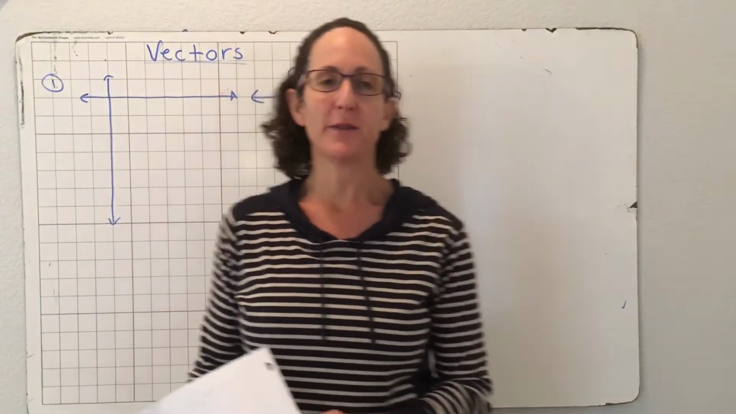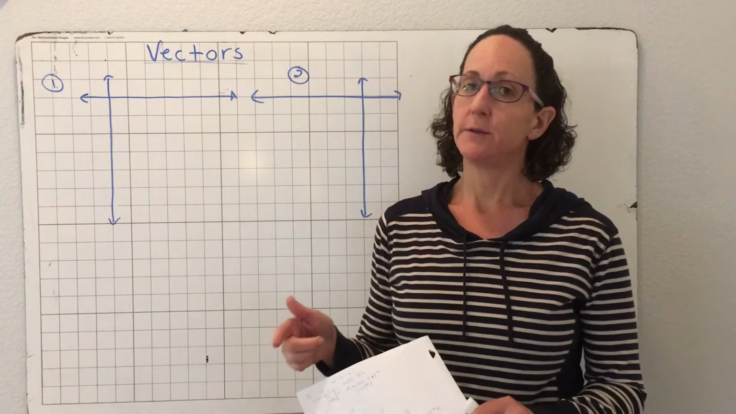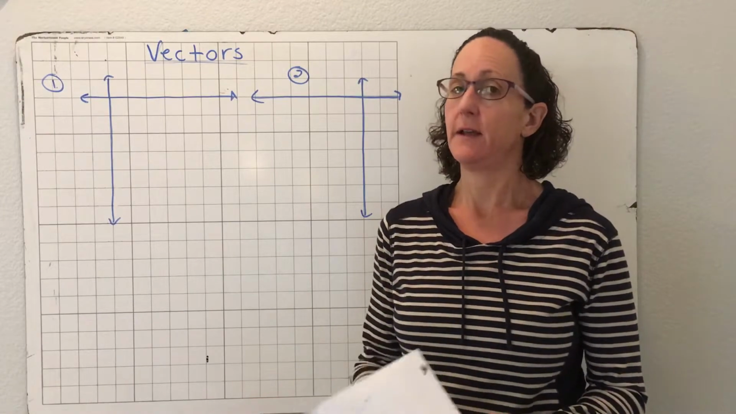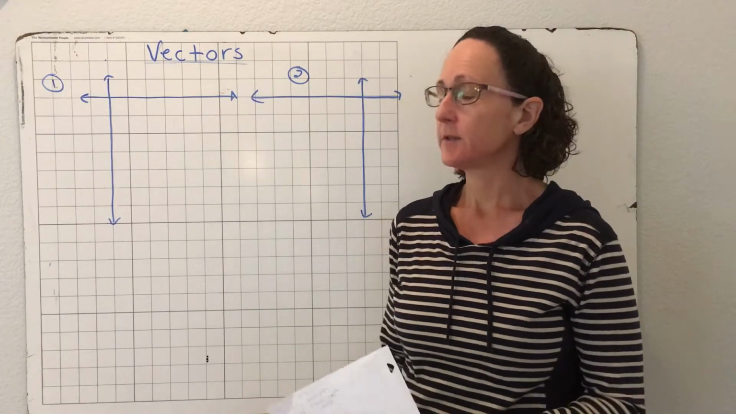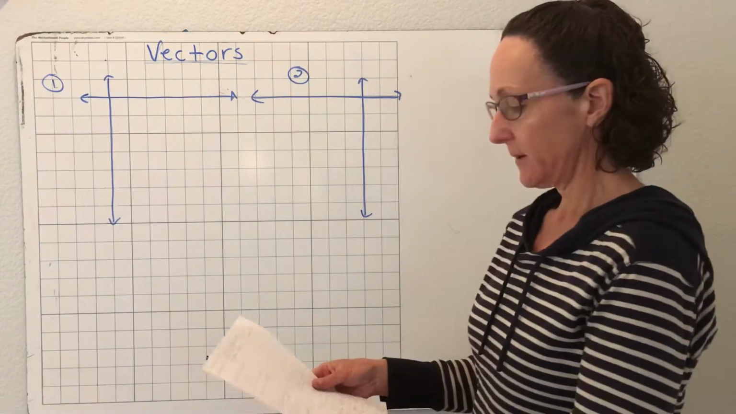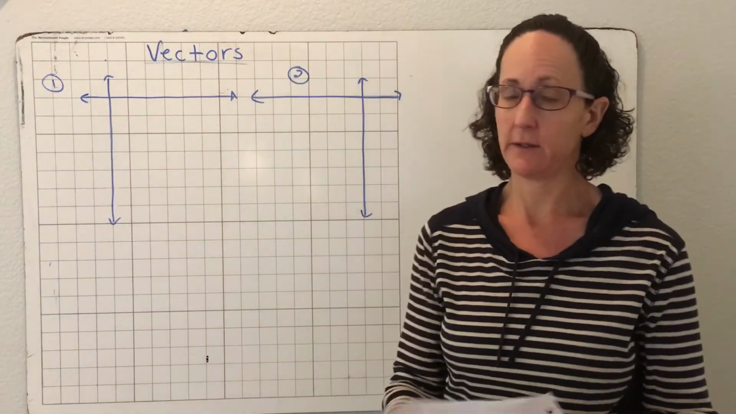Right, guys, so the purpose of today's lesson is to find magnitude, direction, and bearing of a vector given in algebraic form, okay? So you'll need graph paper and a calculator for this. All right, so first we're going to do a couple of problems that don't require a calculator, okay?